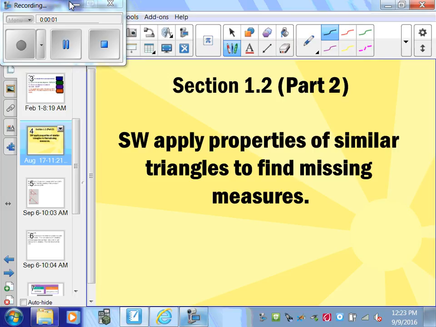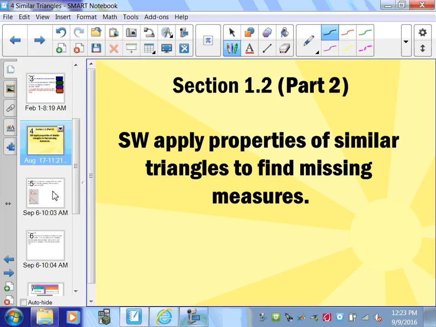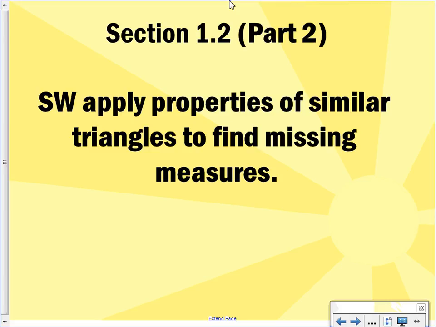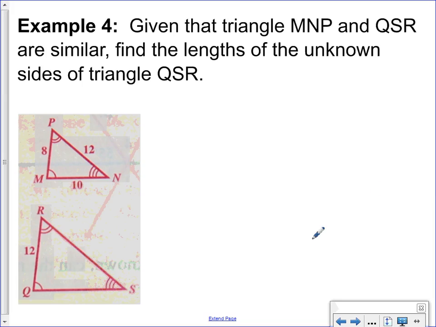Now we're applying what we learned yesterday. Remember, something that makes it similar has the same angles, which gives it the same shape, but different sides, which means the sides are proportional. All right, given that the triangles are similar, find the lengths of the unknown sides.